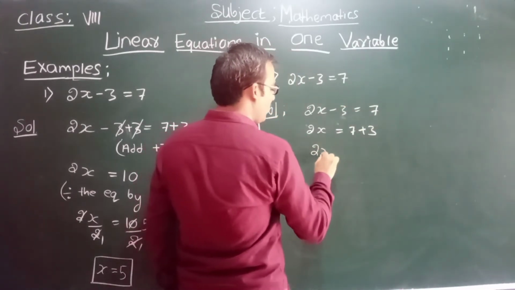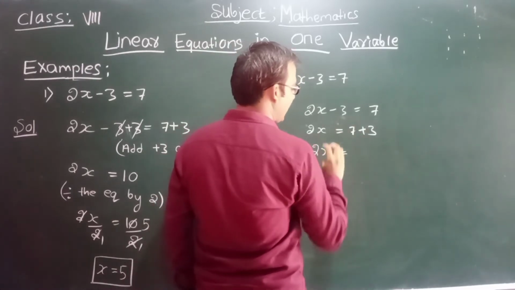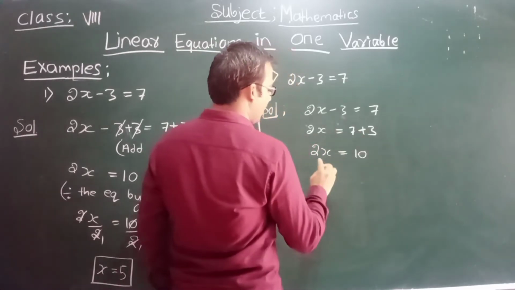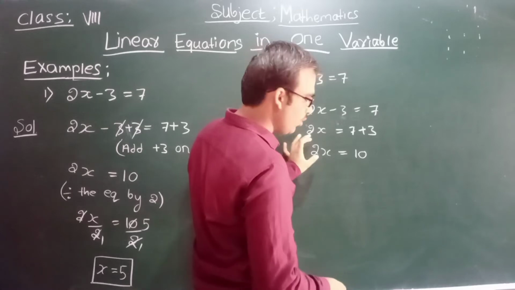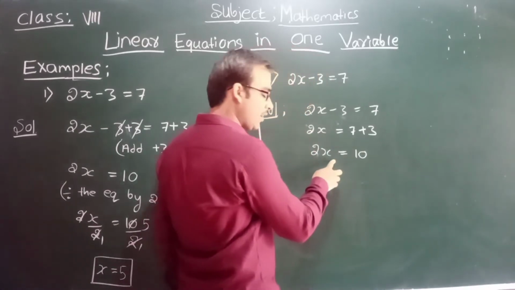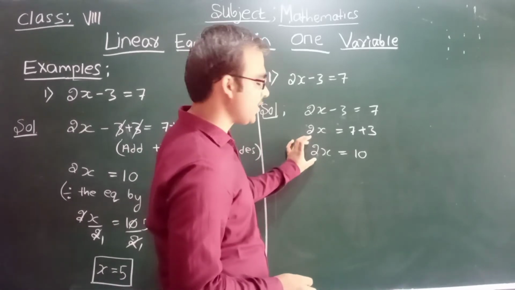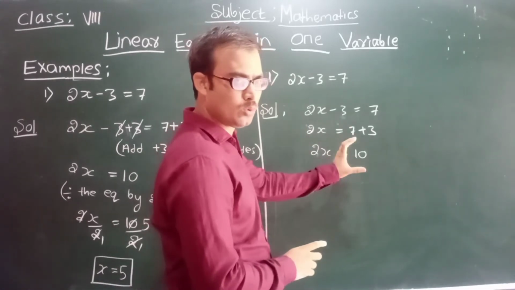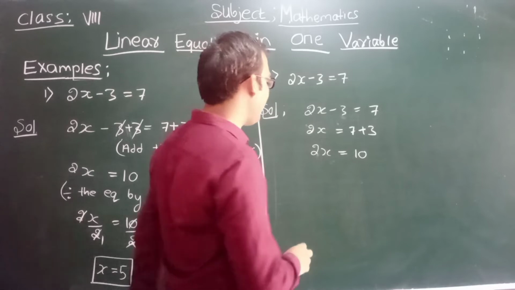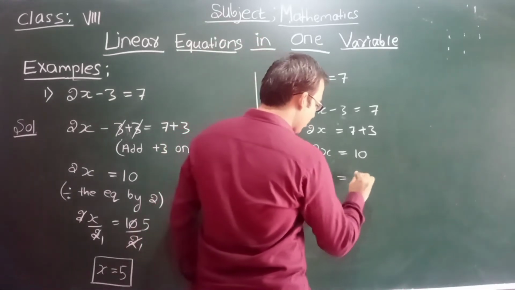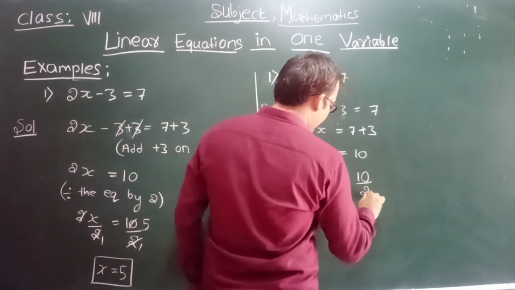Now 2x equals 7 plus 3, which is 10. And now you transpose this 2 to that side. Here 2x is there, no? 2x is nothing but 2 into x, so here multiplication is there. When you transpose this 2 to the other side, it will become division. So x equals 10 by 2.